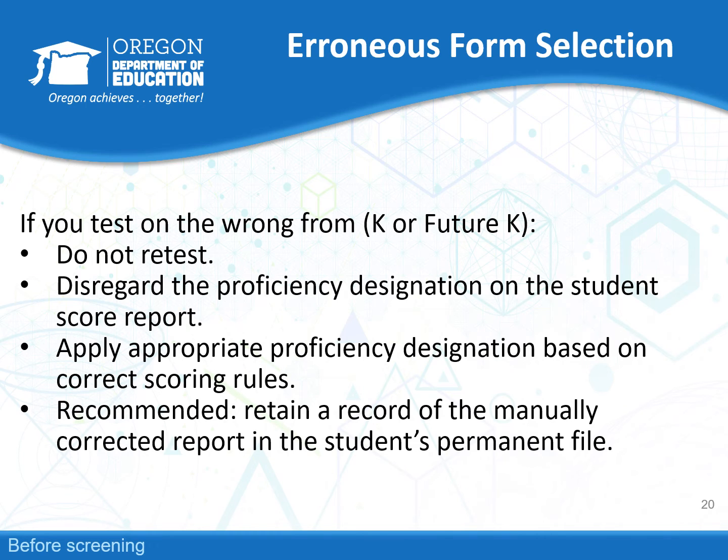If a TA or student selects the wrong form in error, there is no need to retest. Remember that both the Future K and the grade K form have the same items in the same order. The district should note the student's domain profile and apply the appropriate proficiency designation based on the scoring rules of the form that should have been administered. For example, if a newly arriving student is tested on the grade K form but should have tested on the Future K form, ignore the printed proficiency designation on the student's score report. Instead, use the Future K scoring rules to evaluate proficiency.